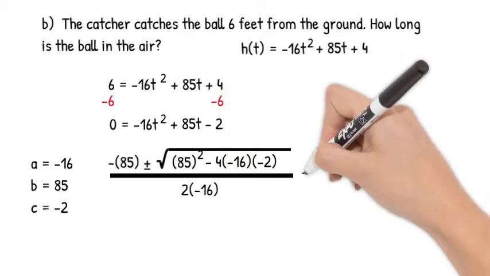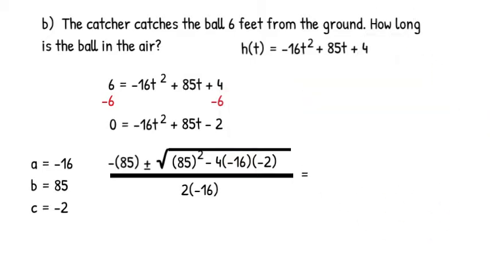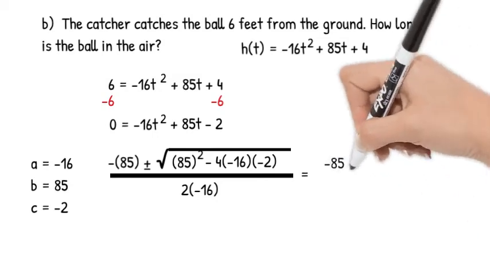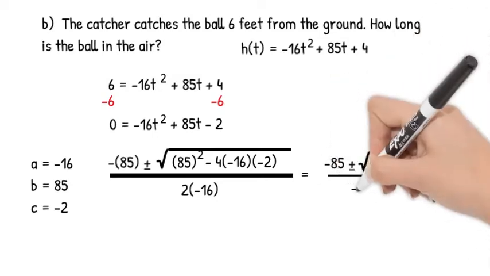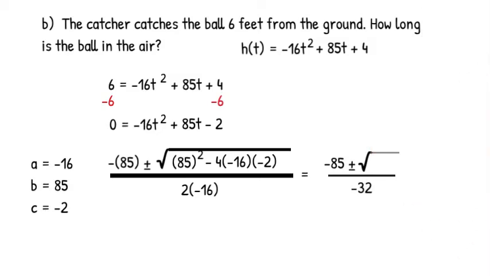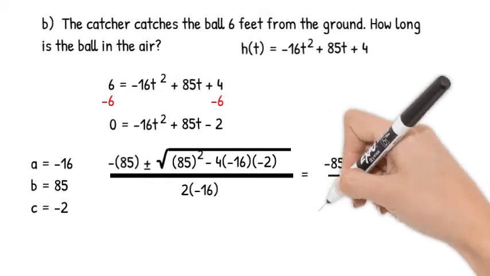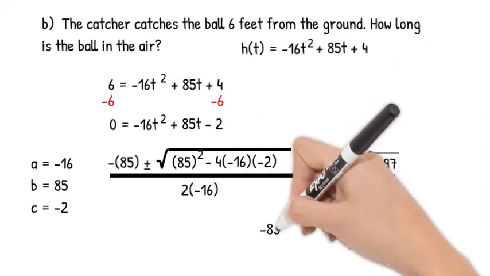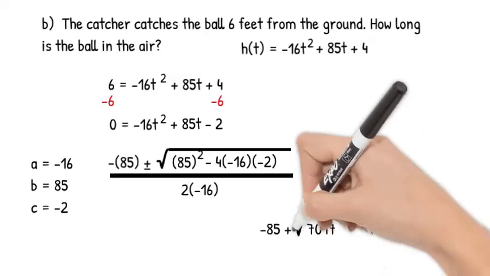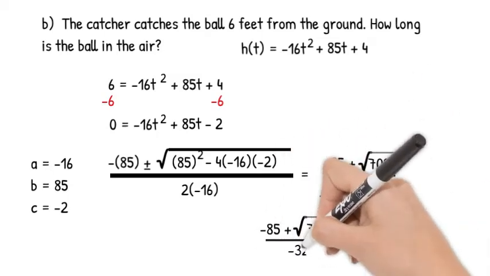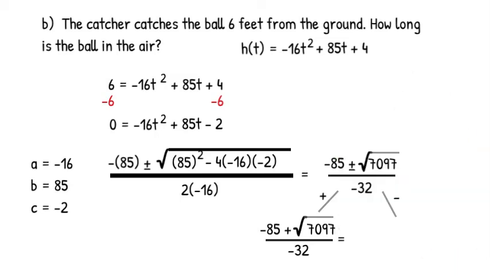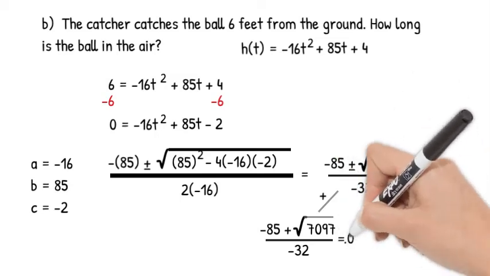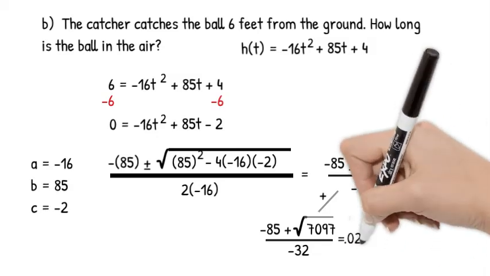Now we need to simplify this. So we get negative 85 plus or minus the square root of something, all over negative 32. Plug in everything under your square root into your calculator and you get 7,097. Now we can't just take the square root of that and get a nice pretty number. So we're going to just leave it alone. So I'm going to have the plus and minus of this problem. So negative 85 plus square root of 7,097 all over negative 32. Just type that in your calculator. Make sure the numerator stays on the numerator and divide all of the numerator by negative 32. And we get 0.02 seconds.